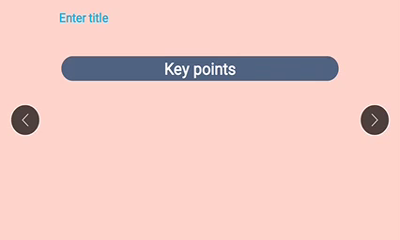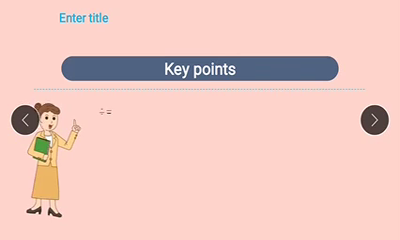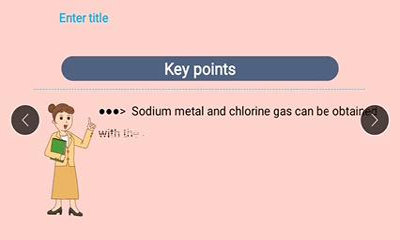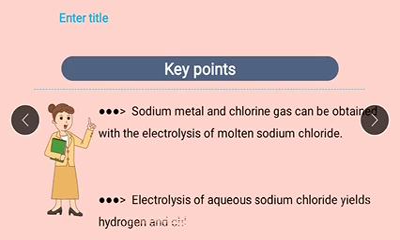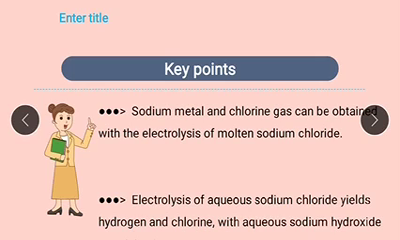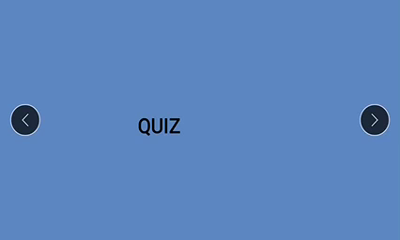Okay, in this the key points are: sodium metal and chlorine gas can be obtained with the electrolysis of molten sodium chloride. The electrolysis of aqueous sodium chloride yields hydrogen and chlorine with aqueous sodium hydroxide. Okay, let us see some quick questions on this topic.